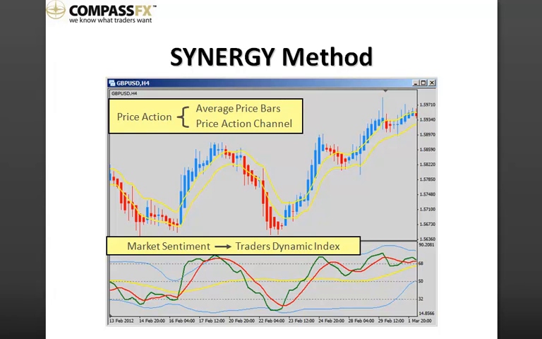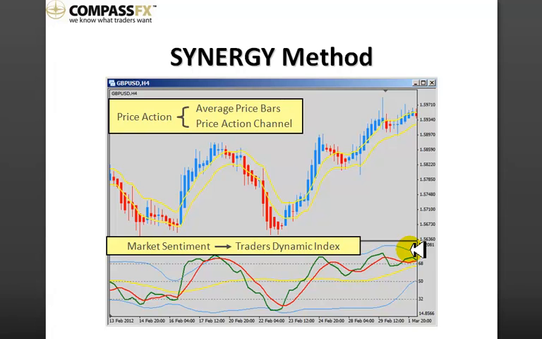Price action is noted above by the average price bars, the blue and red bars, and the price action channel, these two yellow lines, which represent the near term or the immediate trend in the marketplace. And down below is an indicator that I developed a number of years ago called the Trader's Dynamic Index.